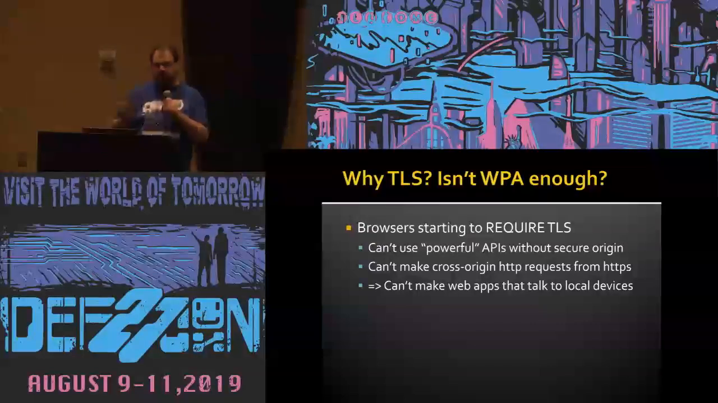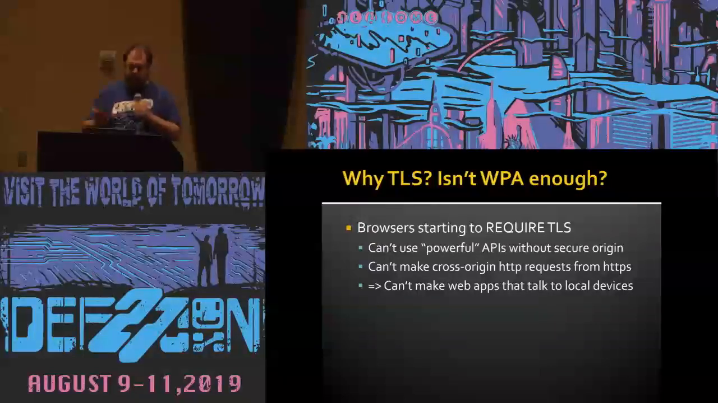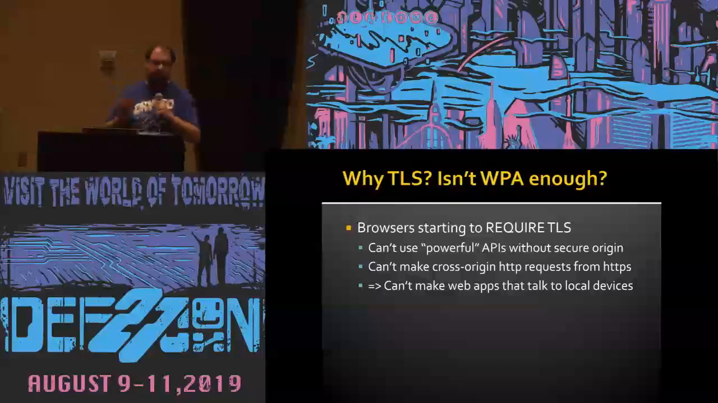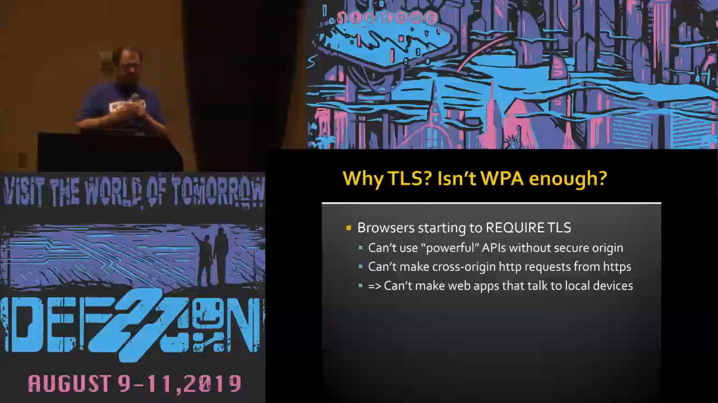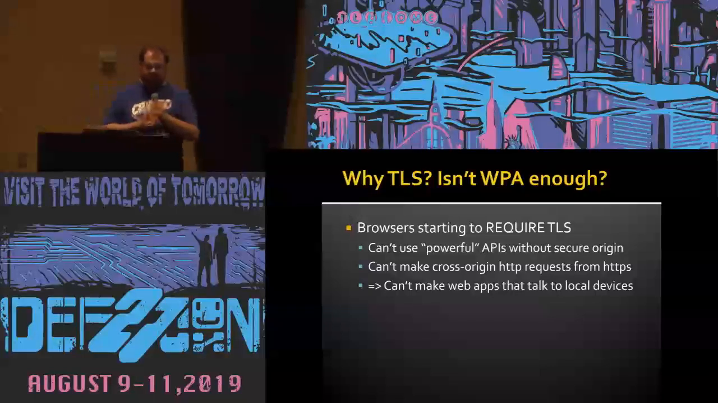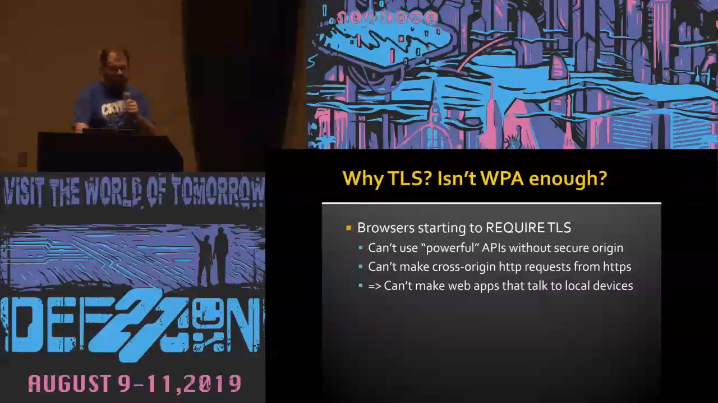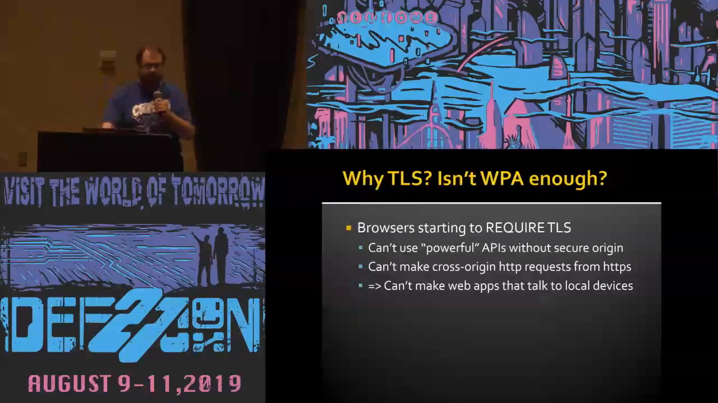And so if you want to write an app that uses these, what they call powerful features, you need to serve that over TLS. And the problem with that is if you want to make a web application that uses those features and also communicates with local network devices, you can't really do that because it also blocks cross-origin requests from a secure origin to a non-secure origin.